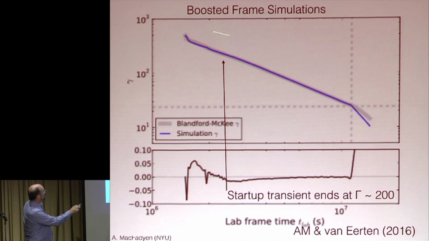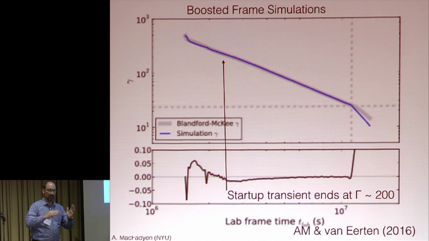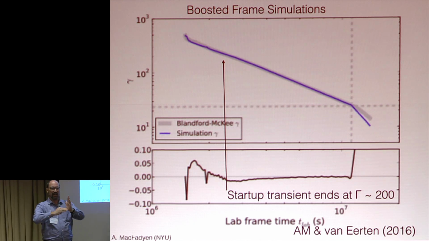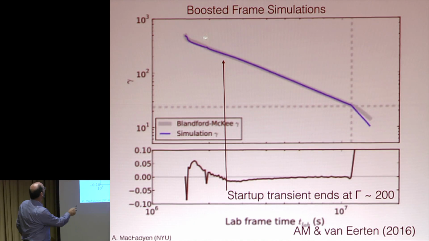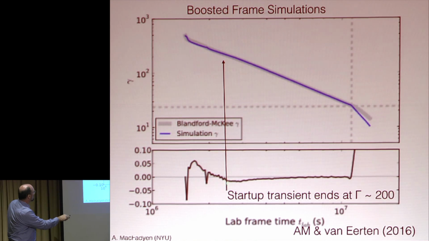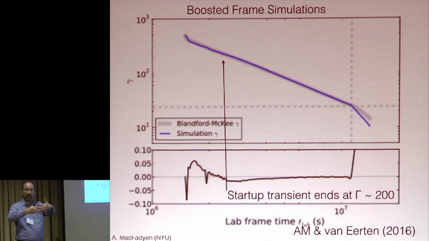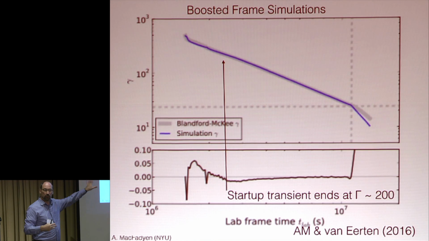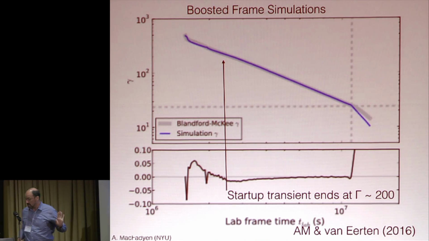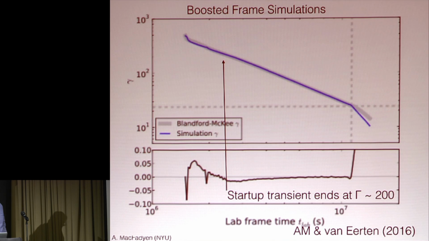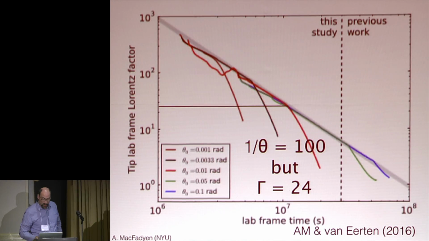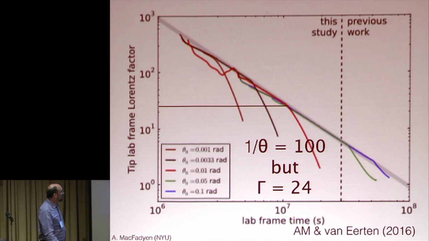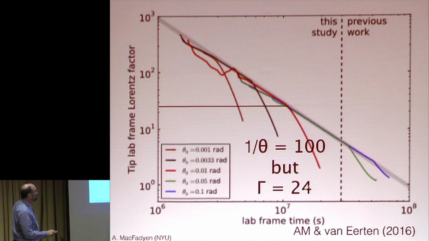But recently, I've been able to do these simulations in a boosted frame. So I just boost along with the jet and fully resolve things at Lorentz factors of hundreds, even thousands at times. What's really good is that the transient goes away when the Lorentz factor is several hundred, so still much more relativistic than 1 over the opening angle of the jet. So we can really trust these numerical simulations. That's the new thing, and this is a paper that's about to be submitted. And so this is what we see. And this we can believe.